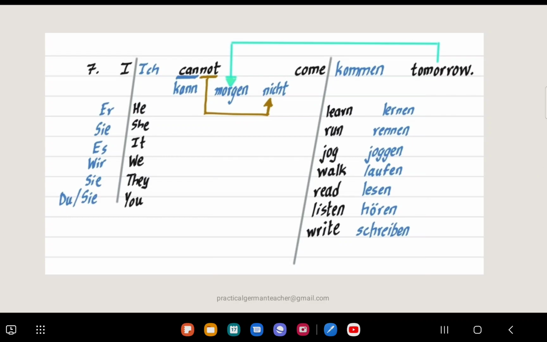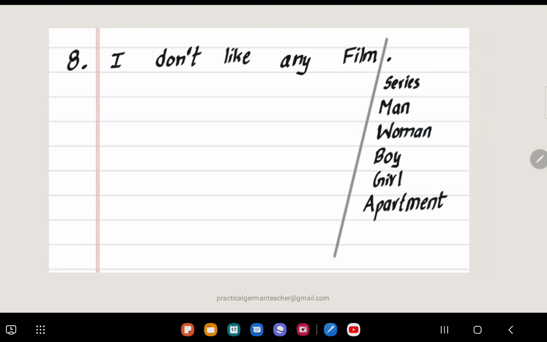For now, when you are using this nicht, when you are negating the modal verb, if there happens to be another adjective, so you do it after the adjective, right? So ich kann morgen nicht kommen. If you want to say ich kann like yesterday, or like day after tomorrow, so ich kann übermorgen nicht lernen. Day after tomorrow. I don't like any film.